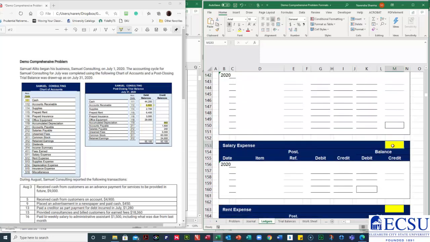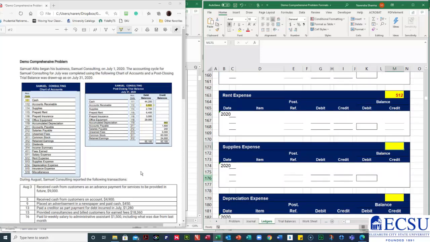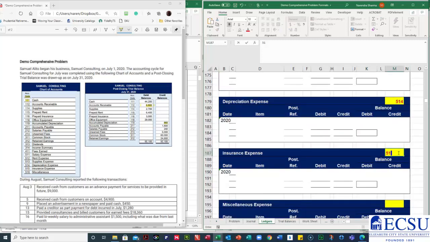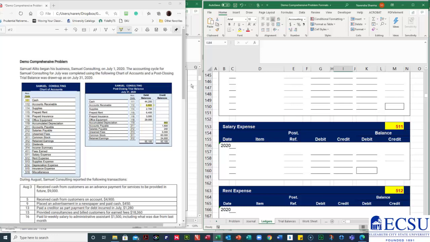Okay, then salary expense was 511, and rent expense was 512. Then I have supplies expense, that's 513, depreciation expense is 514, insurance expense was 515, and miscellaneous was 519. So I've written the account numbers for all accounts, so I don't have to go back again.